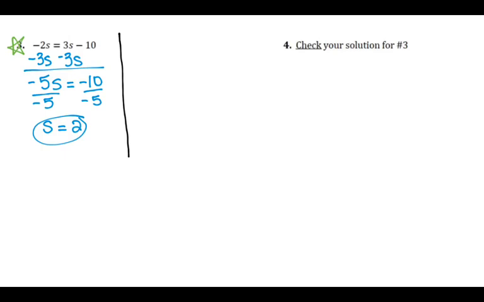So I'm going to go ahead and rewrite the problem over here. So negative 2s equals 3s minus 10. Now let's say I really want to move the negative 2s. Let's go ahead and do it. So I'm going to add 2s to both sides. Here is where people make mistakes.